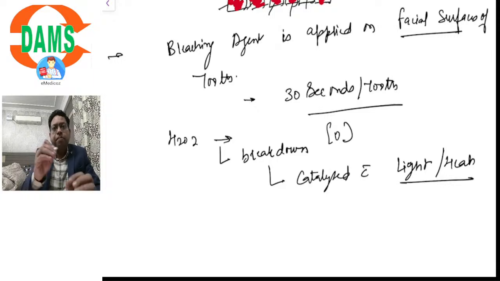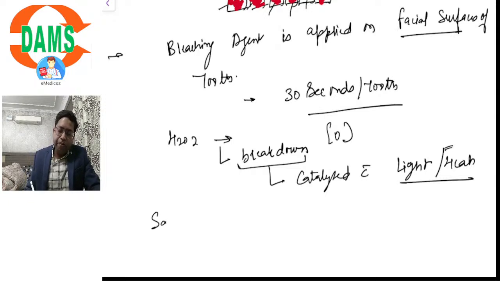Okay. After application of the bleaching agent, we can use a strong light or heat application that catalyzes the breakdown of hydrogen peroxide into nascent oxygen rapidly. That would hasten the process, resulting in more efficient bleaching in a shorter time duration as compared to non-stimulated bleaching.